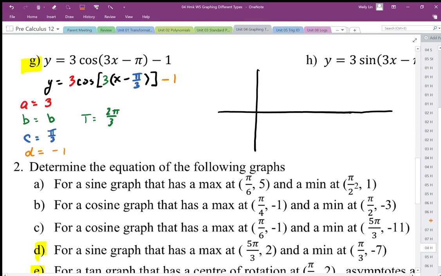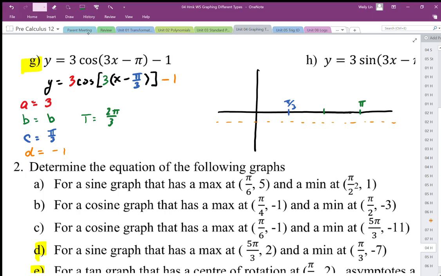So I'm going to start with that vertical shift and draw in the middle line. So minus 1, that represents our vertical shift line at negative 1. Our starting position is going to be at pi over 3, so I'm going to draw pi over 3 maybe right about there. And using the period of 2 pi over 3, we're going to establish the end position here. So that's going to be our end position, and this is going to be at pi over 3 plus 2 pi over 3, which is pi.